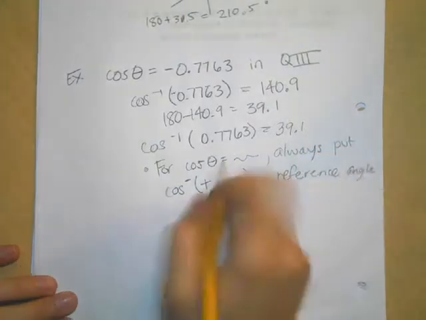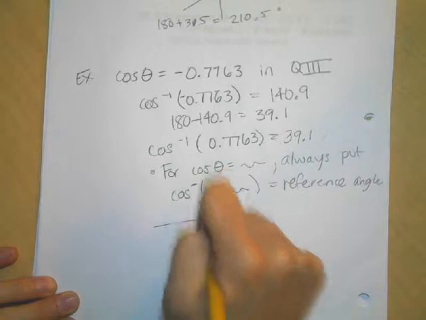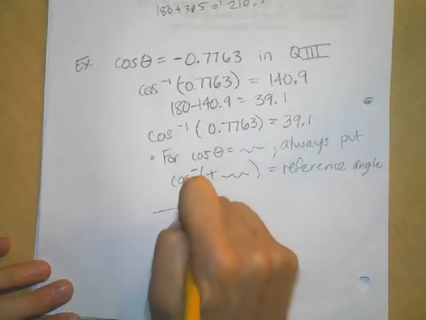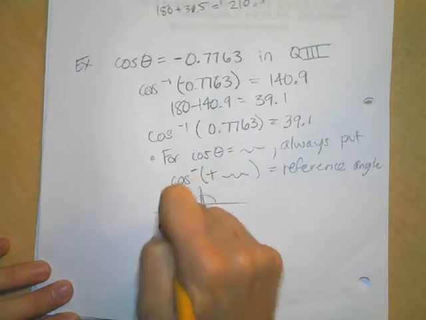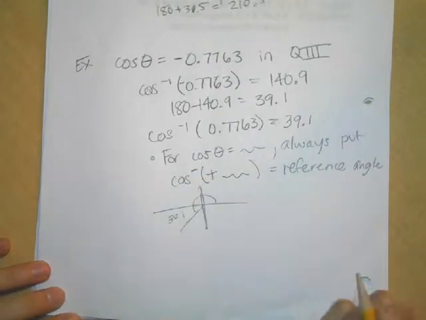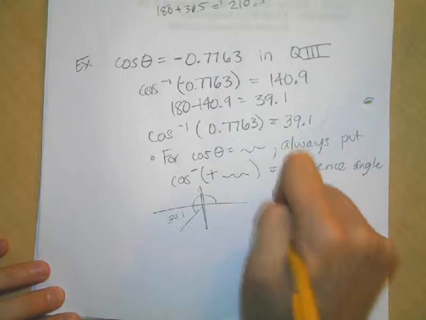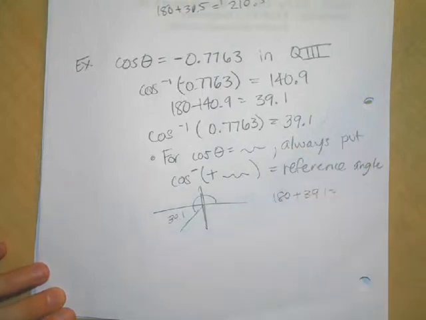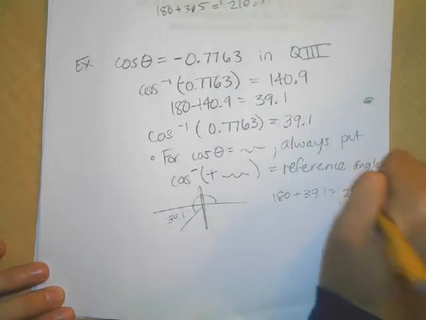So now I want that in quadrant 3. So again, in quadrant 3, it's 39.1. So I'd go 180 and then an extra 39.1. Okay, so that'd be 180 plus 39.1, which gives me 219.1 degrees.